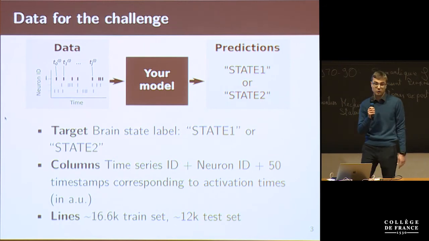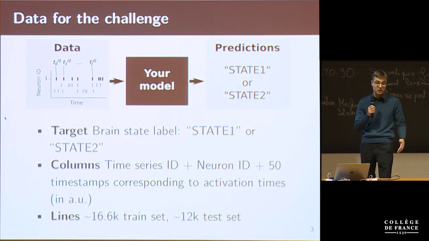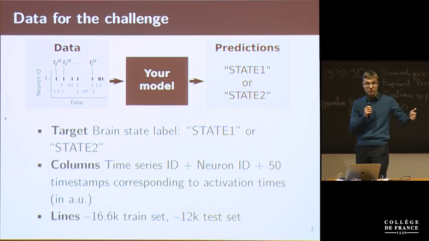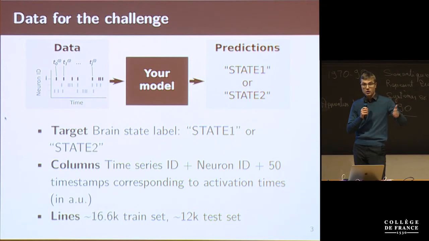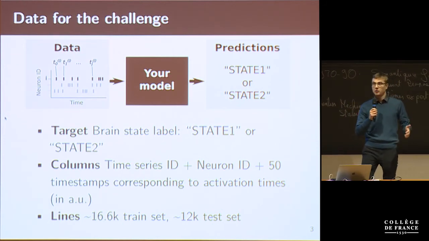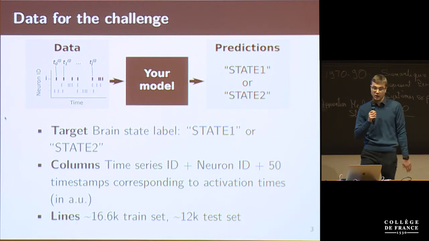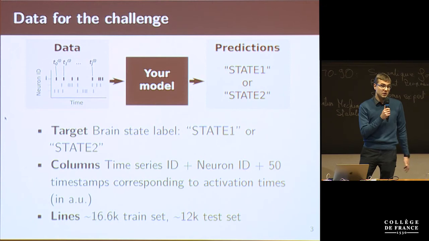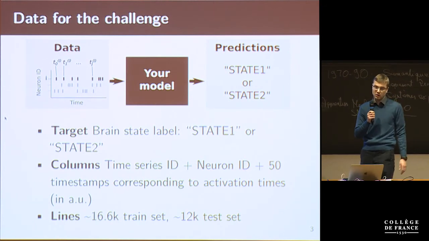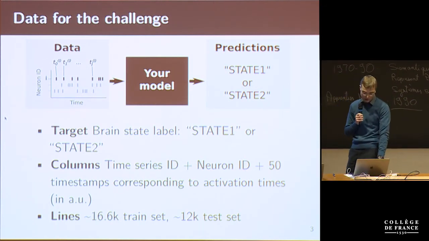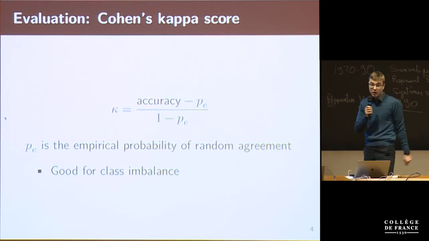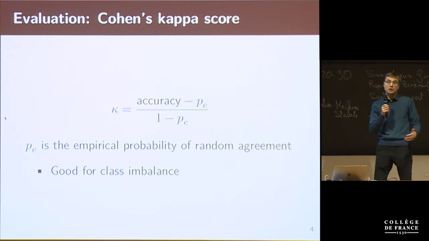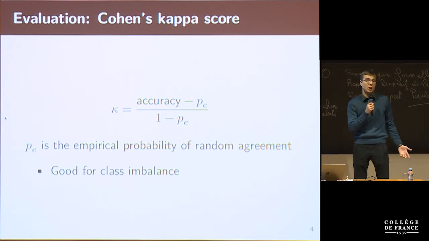The data is organized into classical tabular form. The first column is the ID of the time series, then the ID of a neuron, and then the following columns are 50 consecutive timestamps of neuron activation. You will have 16,000 lines for your train set and around 12,000 lines for your test set. We'll evaluate your model using the Cohen-Kappa score, which is a good score for class imbalance problems.